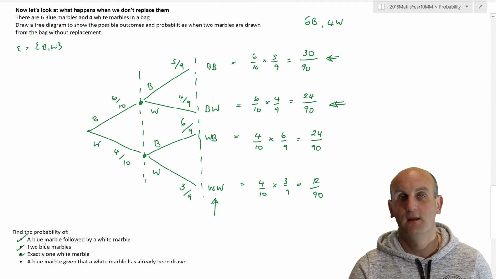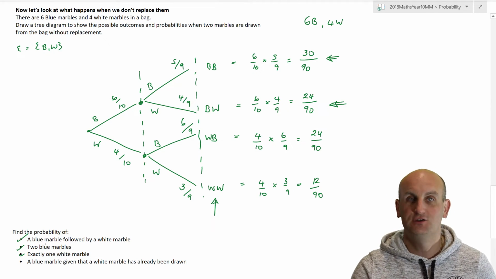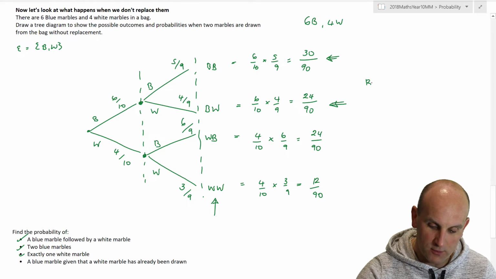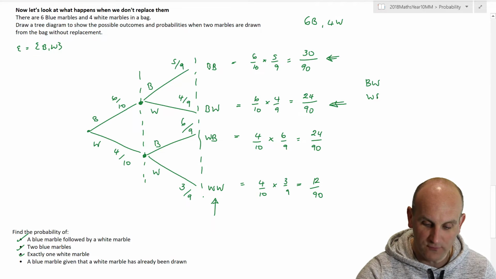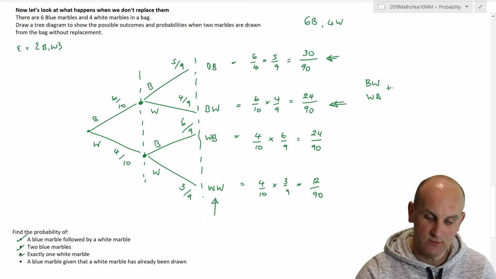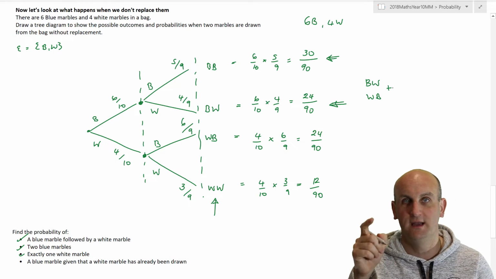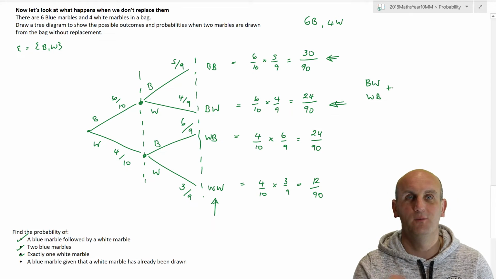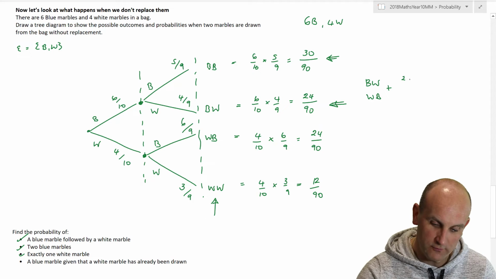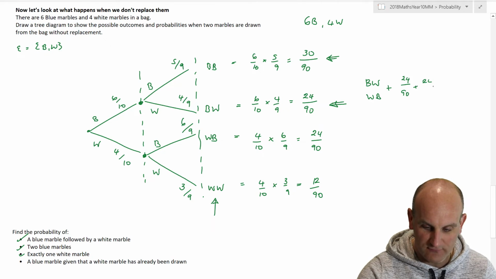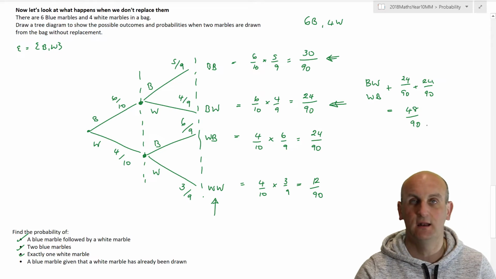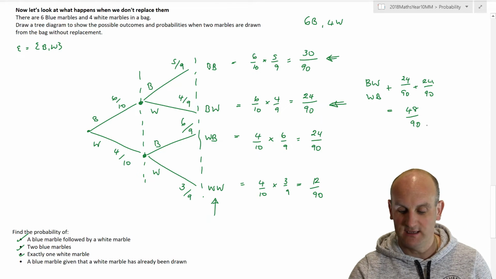Now that's awesome. Because in this situation, what it's saying is, just find out how many have 1 white marble. Well, in that situation, blue followed by white and white followed by blue would both fit that condition. So I can have blue and white or white and blue. And if you remember, when we have or, we add them together. Yay! So in this situation, I would do 24 over 90 plus 24 on 90, which gives me a grand total of 48 on 90. And once again, I would cancel that down to make it a nicer form.